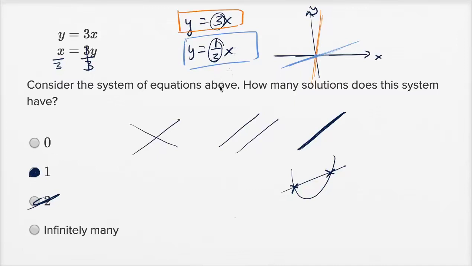But since you want to rule out that maybe it has infinitely many solutions, just think about what these lines represent. This first one is a very steep line right over here. The second one is a much less steep line. But they're different lines, so they're not the same line, and they don't have the same slope, so they're not going to be parallel. So they're going to intersect in exactly one point.